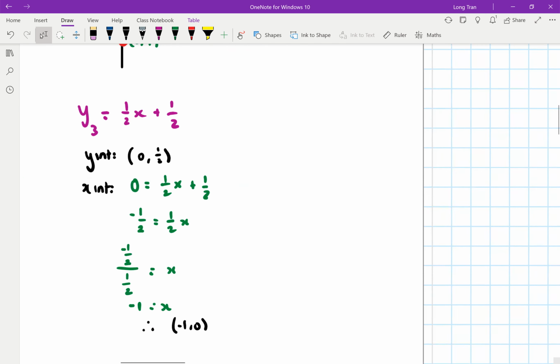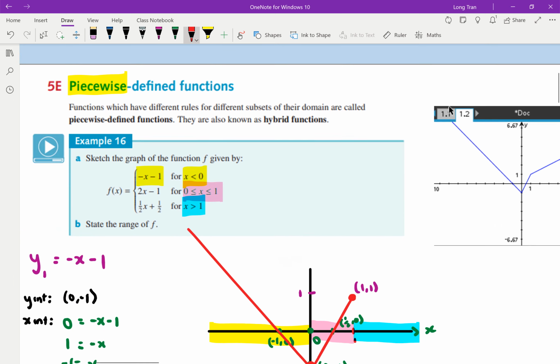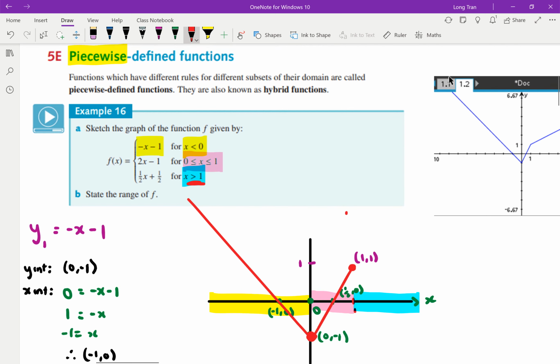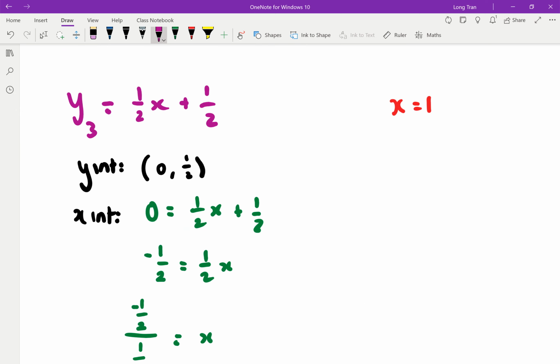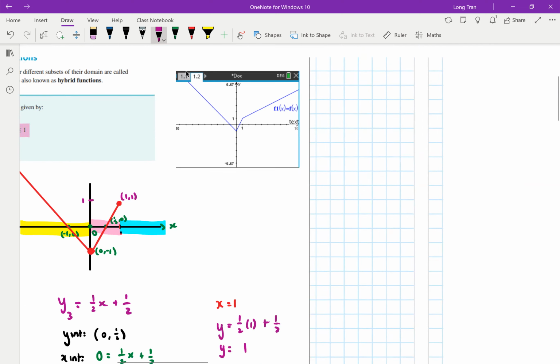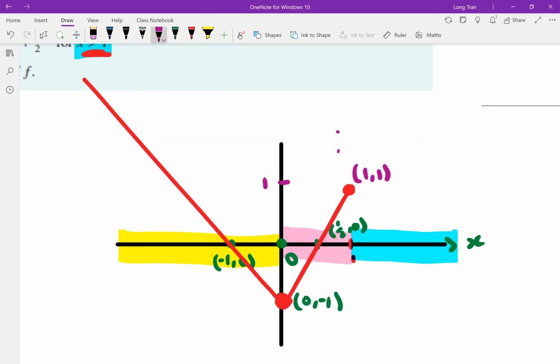Now notice I haven't calculated the endpoints for this third graph. This third graph starts off at x equals 1. Remember the domain? The domain says here x has to be greater than 1. So at this point, what would the y value need to be for the third graph? So I need to figure out when x equals 1, even though it says it can't be 1, I still need to know where that is. So y is equal to half times 1 plus half, and conveniently it equals 1. So that means the third graph has to begin at (1, 1), which conveniently is exactly this point here.